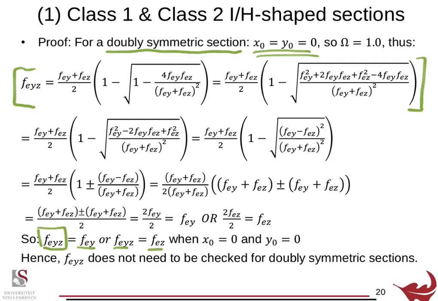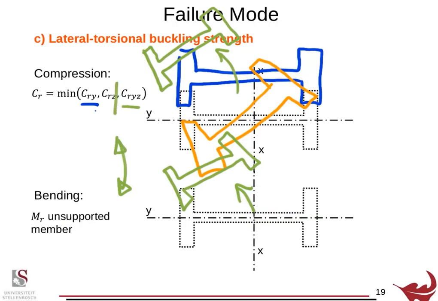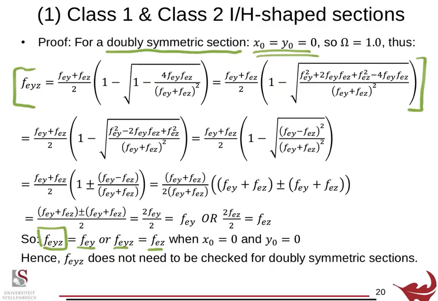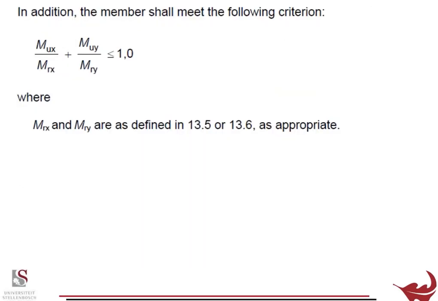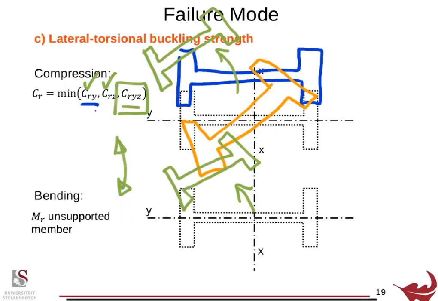So we don't have to directly check FEYZ. All we do is check Y and Z, and that'll sort it out, because we have inherently then checked FEYZ, the lateral torsional failure. So you'll see we don't normally have to check that third one. We check the first two for a doubly symmetric section, and we will inherently have checked the third one as well. So that is then a lateral torsional check, and that we need to do.